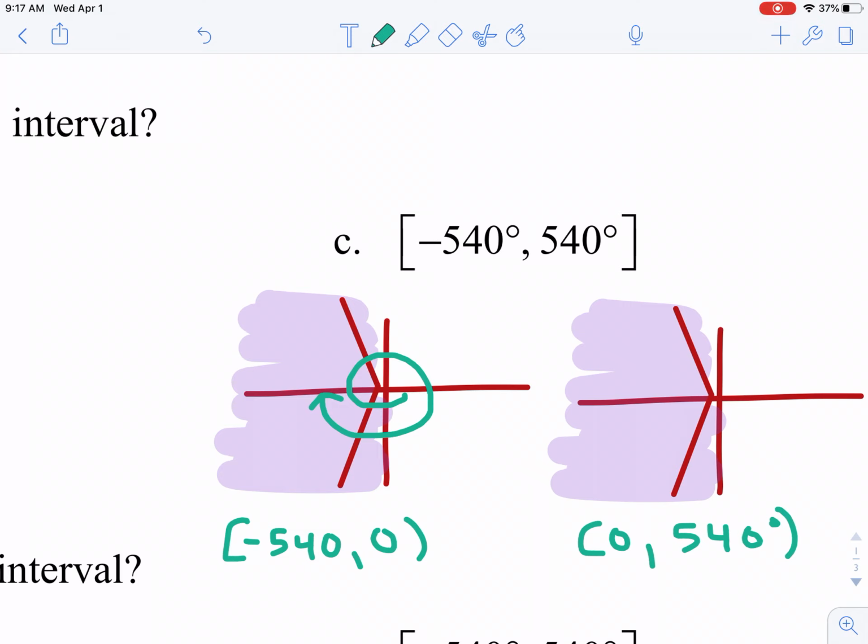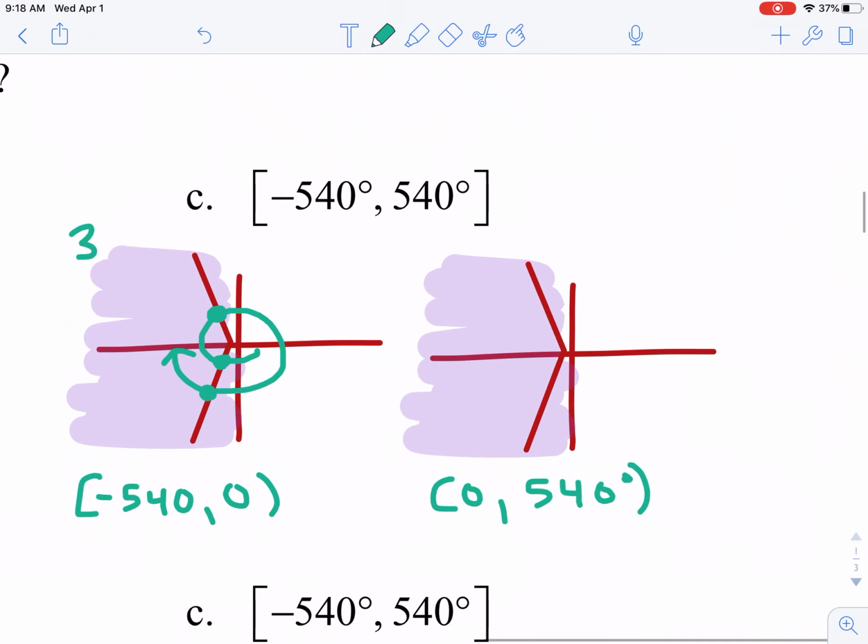So what this drawing tells me is that I have one solution in the second quadrant, but I actually have two solutions in the third quadrant. Those are two angles that are coterminal, and they both fall within our interval. So from this part of our interval, we have three solutions.